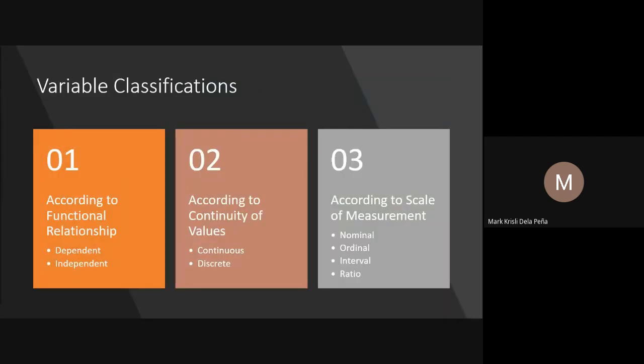So there are classifications of variables, according to functional relationship, to continuity, and to the scale of measurement. Well, we have dependent and independent variables. Dependent variables are those variables which change only when the independent variable changes. So it's affected by the change of an independent variable.